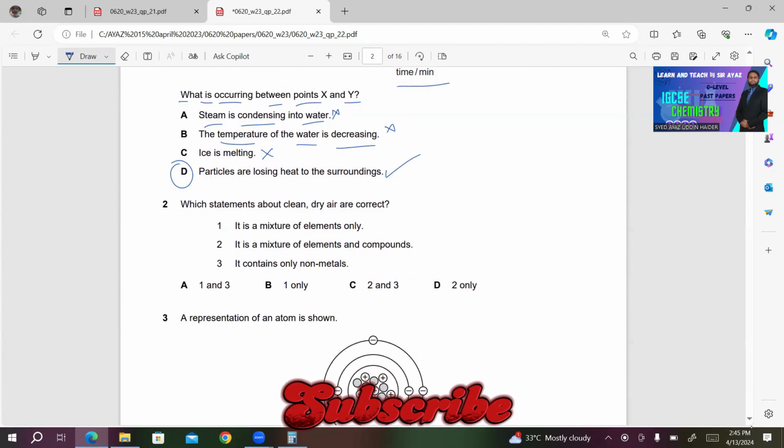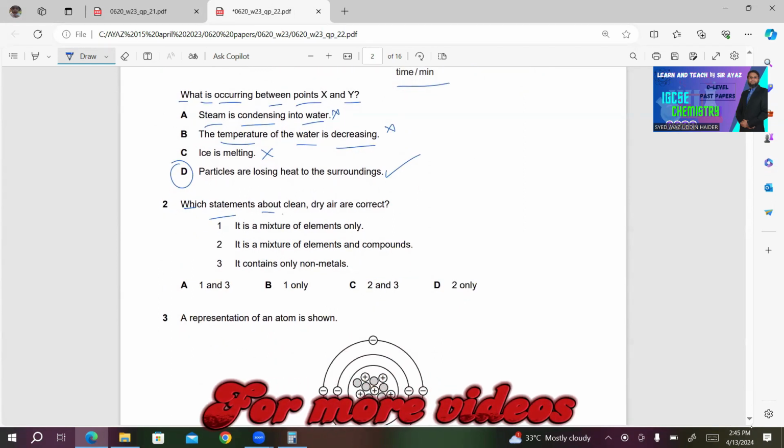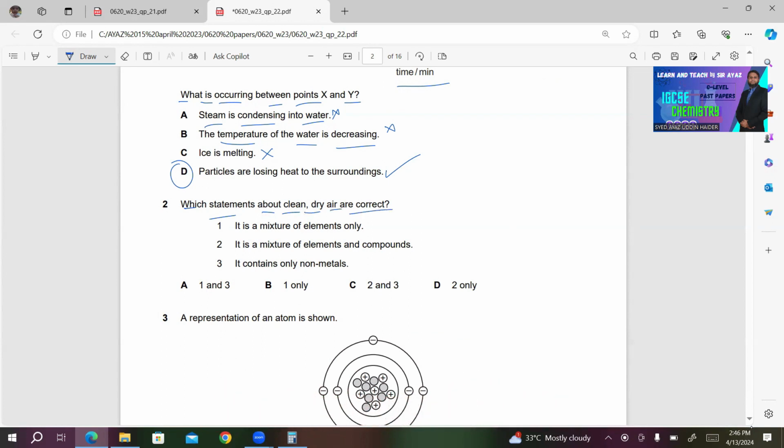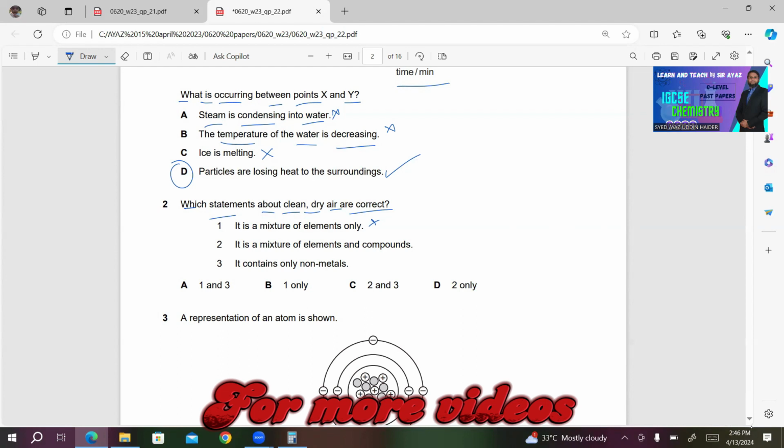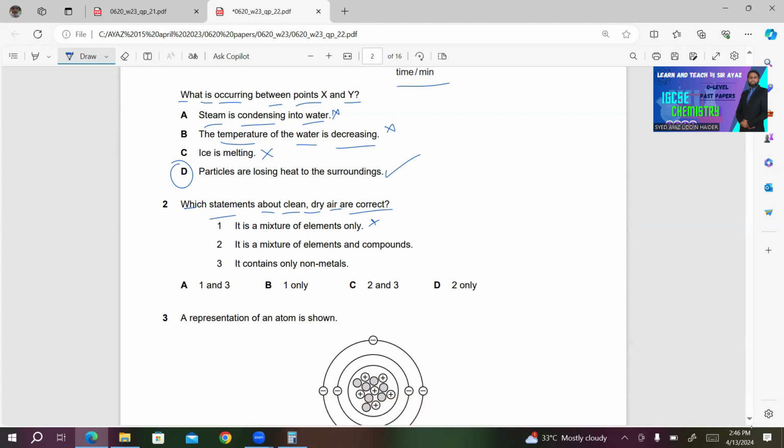Question number 2. Which statements about clean, dry air are correct? Number 1, it's a mixture of elements only. It's not a mixture of elements only. It must contain compounds because it contains water, which is a compound. Carbon dioxide is also a compound. So this statement is incorrect.